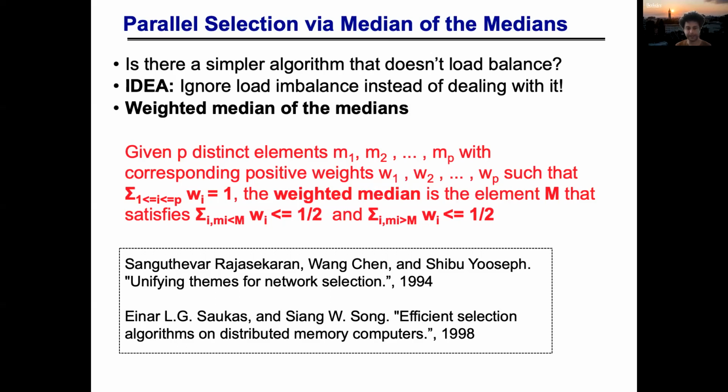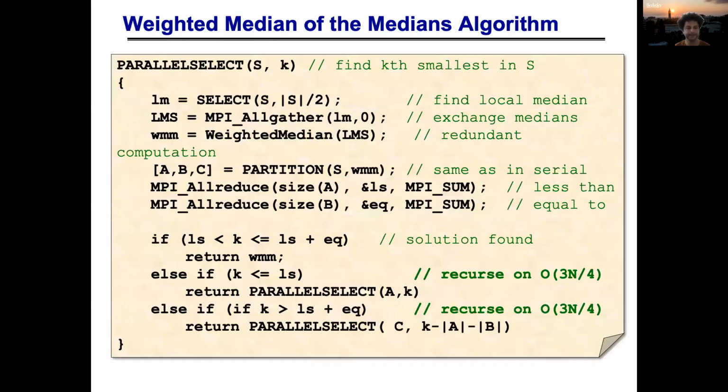And this has been invented by 2 different people 4 years apart, which is a little odd, but in any case, here's how you can do this. We can distribute the data, first of all, so that each processor owns N/P of the data. And everybody finds their local median.